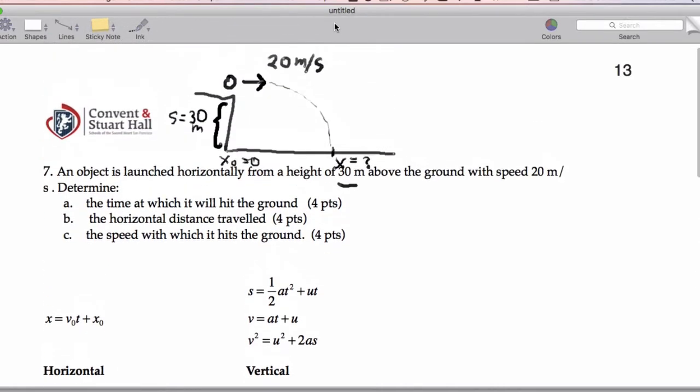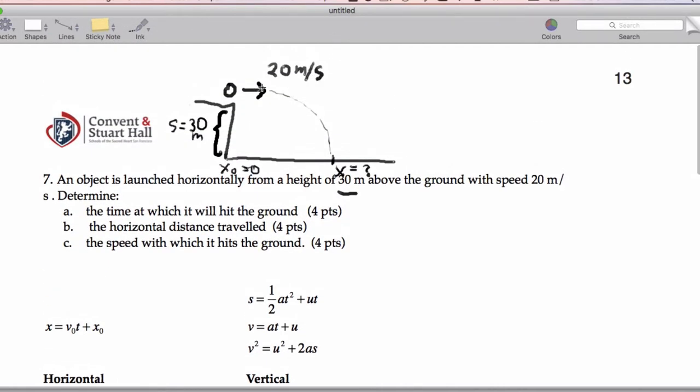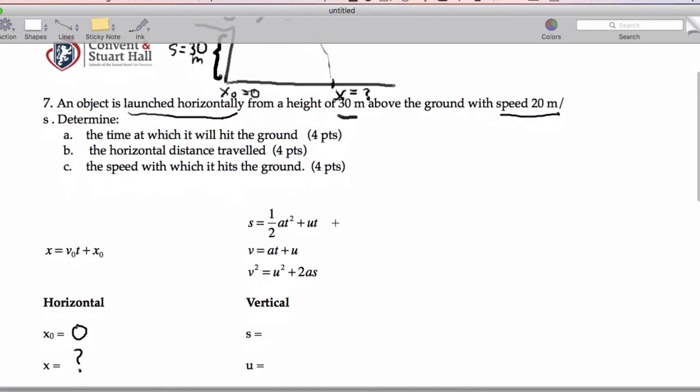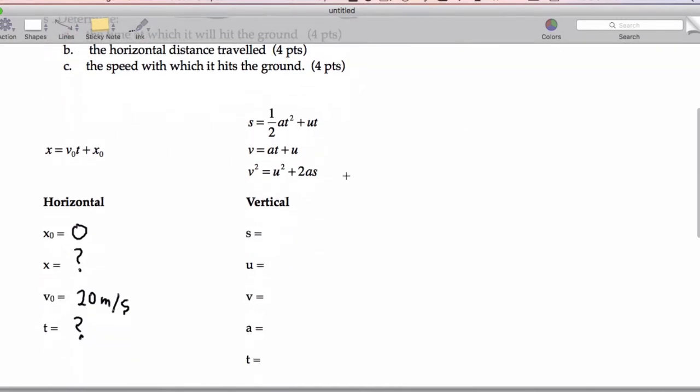And just to be clear, this is fully horizontal. It says launched horizontally, and here's the speed. There was a little confusion about why this is only horizontal, and that's because it's stated very, very carefully in the problem. Now let's talk about the vertical direction.